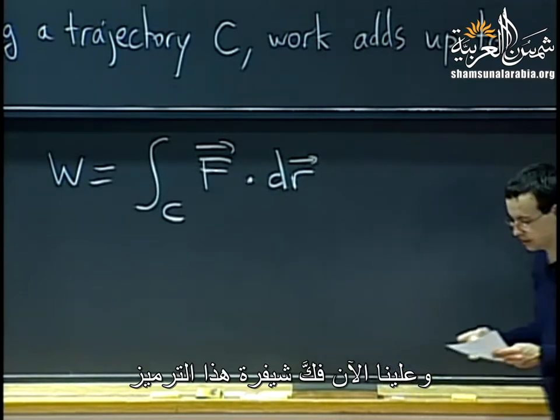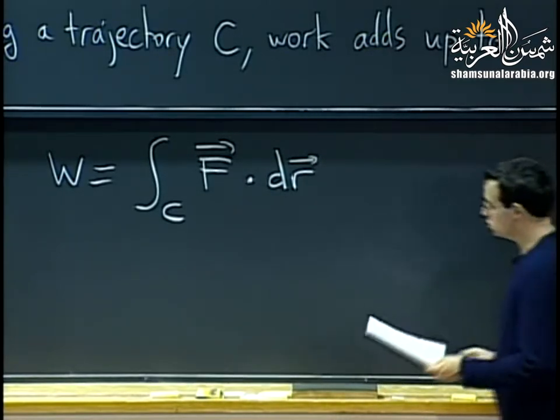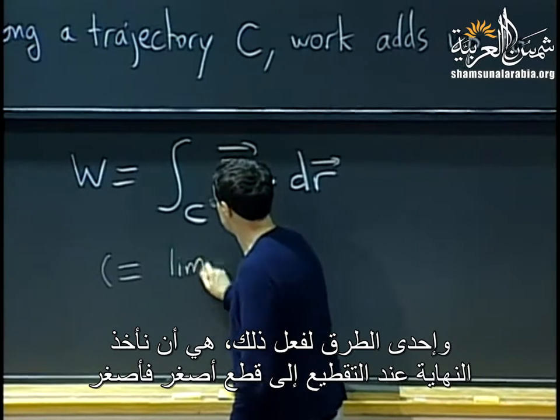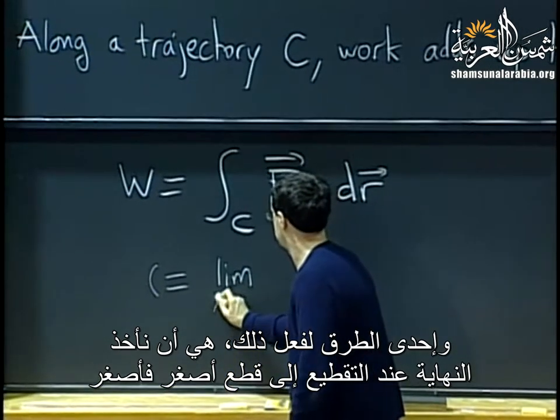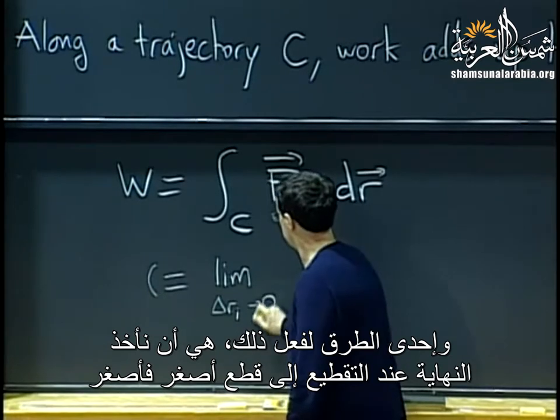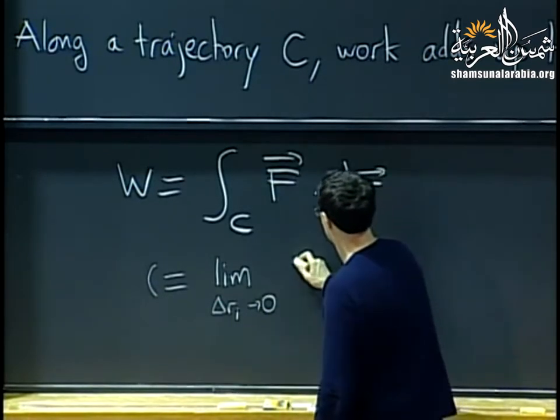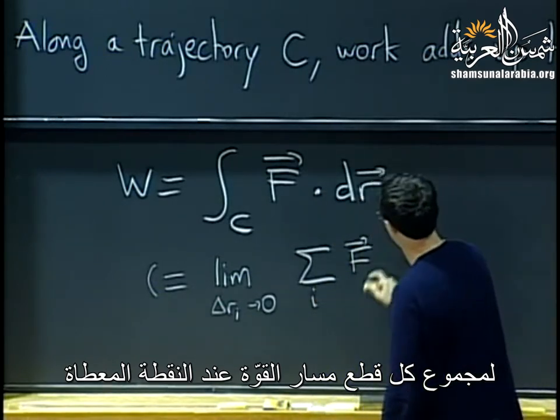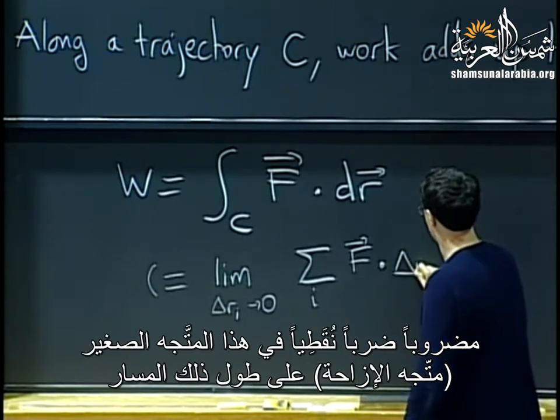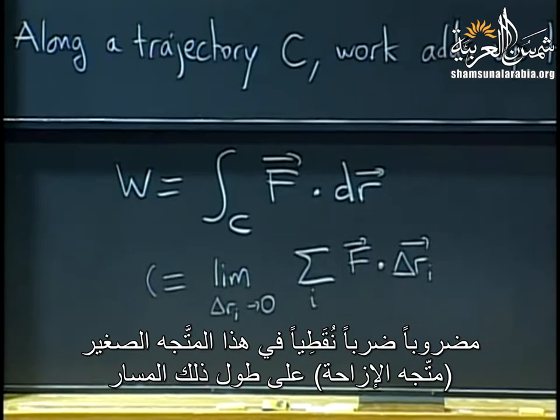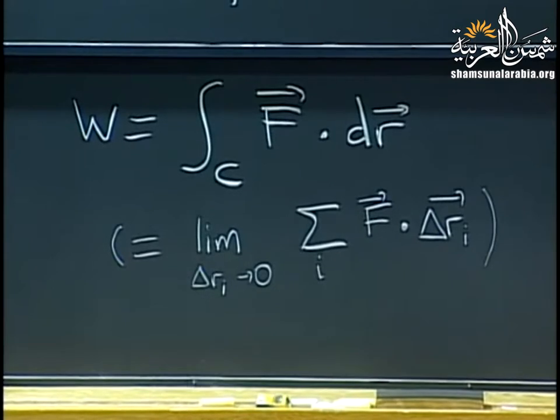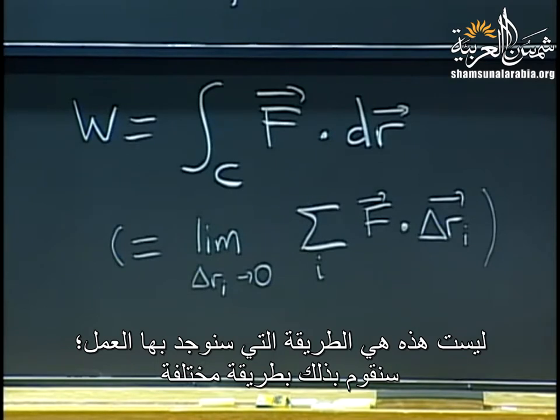Okay, so we have to decode this notation. One way to decode this is to say it's a limit as we cut into smaller and smaller pieces, of the sum over each piece of the trajectory of the force at the given point dot product with that small vector along the trajectory. And well, that's not how we're going to compute it. To compute it, we do things differently.